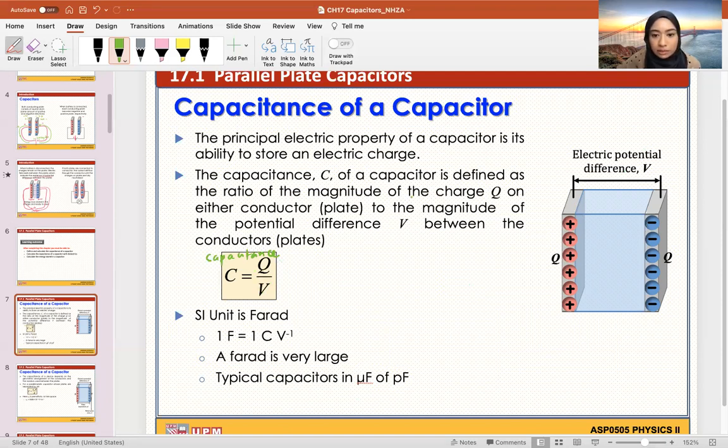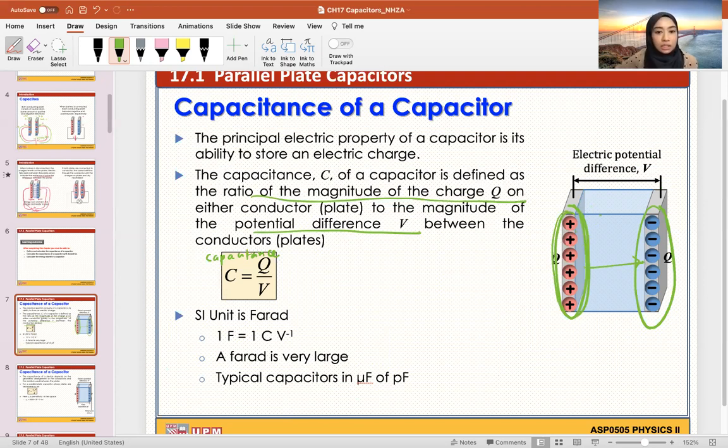Q is the charge: the ratio of the magnitude of charge Q on either conductor plate to the magnitude of the potential difference. Why does it say either plate? If you calculate the net positive charges over here, it will be the same as the net negative charge over here. So the value of Q is the same, only the signs are different. Why is that? Can anyone guess? Let me repeat my question. The equation is C equals Q over V. V is the electric potential difference between the plates that I mentioned earlier, whereas Q is the net charge on the plate.